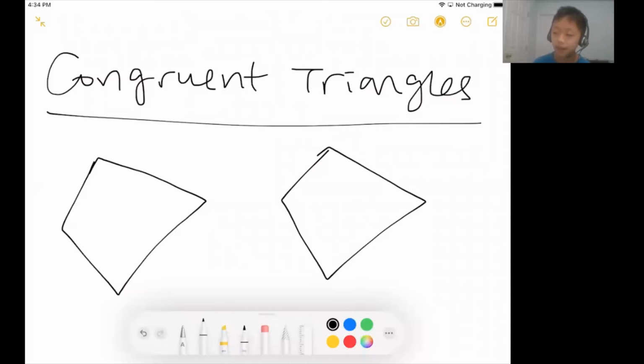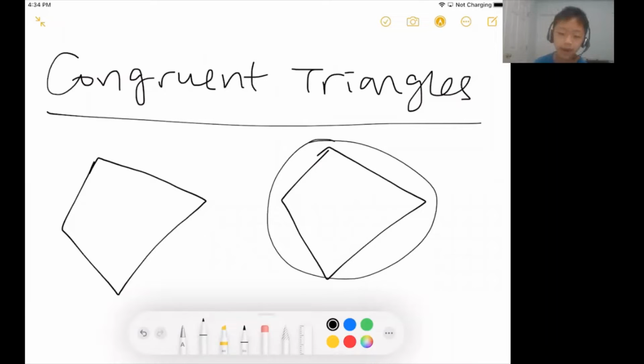But note that you can say things are congruent, and they don't have to be in the same orientation. For example, I could rotate this quadrilateral 90 degrees or something. The two shapes would still be considered congruent as long as all the side lengths, the size, and the shape match up. Then we say the two figures are congruent.